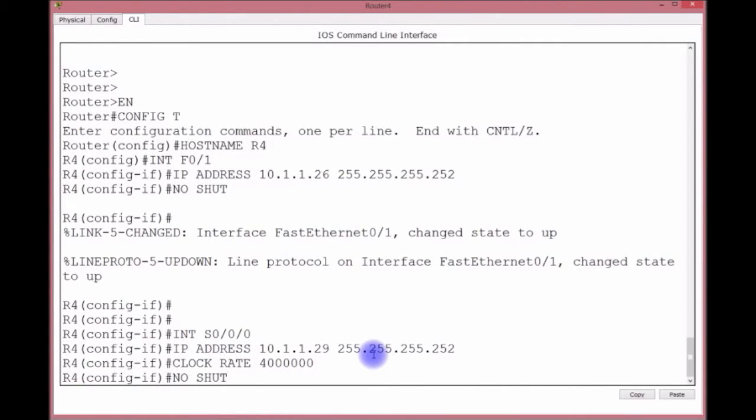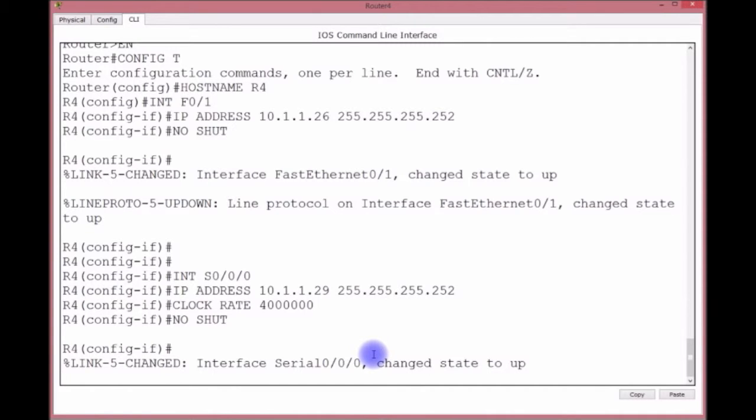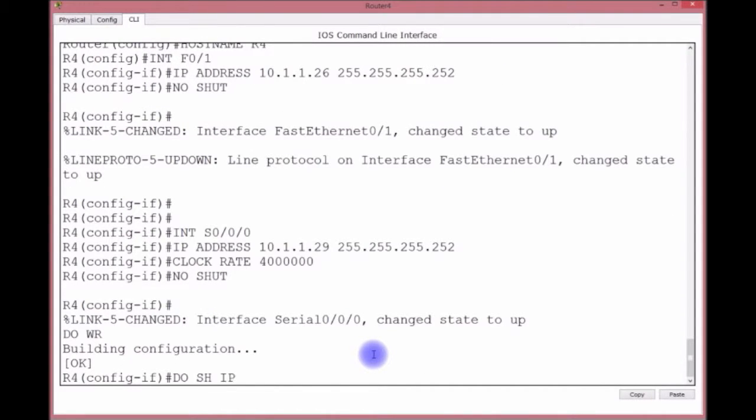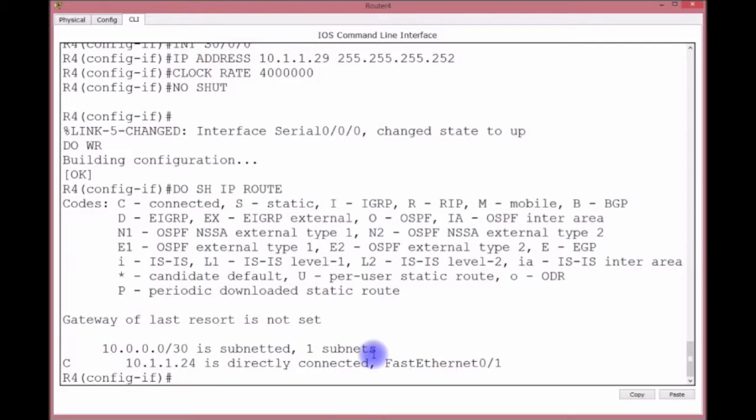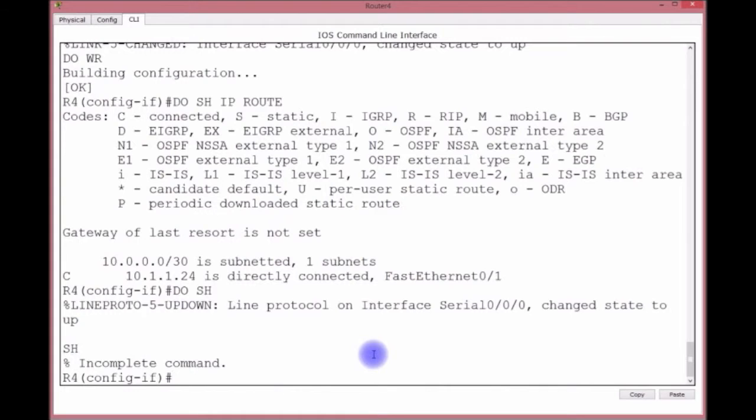No shut. All right, change state to up. Do WR, do show IP route. That should be connected to two networks. And I'm not. Do show. Oh, okay, took a bit there.